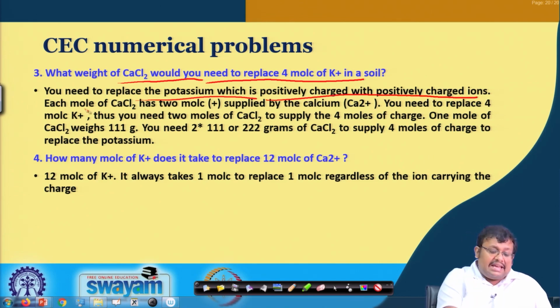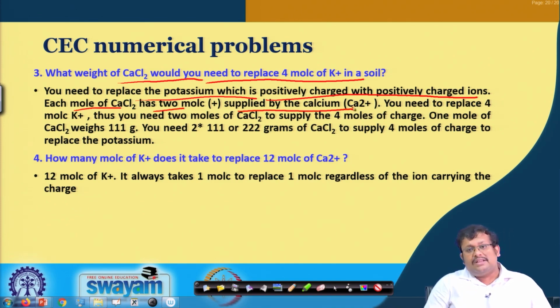Now, remember that each mole of calcium chloride has 2 molar charge supplied by the calcium 2 plus. We know that 1 mole of calcium chloride will supply 2 molar charge of calcium. Now, we need to replace 4 molar charge of potassium, and we know that 1 molar charge of any ion is equivalent to 1 molar charge of another ion irrespective of their valency. So, obviously, to replace 4 molar charge of potassium ion, we need 4 molar charge of calcium.